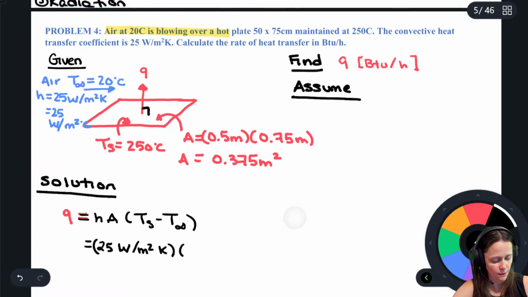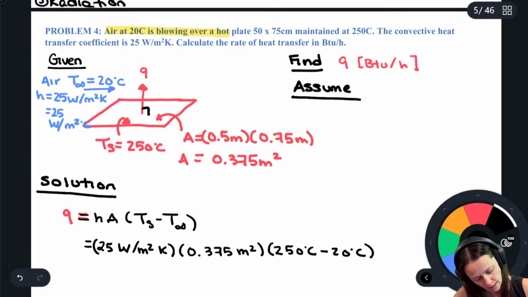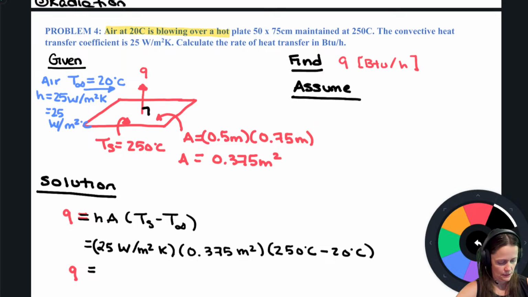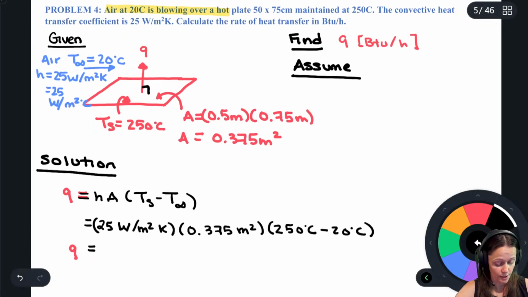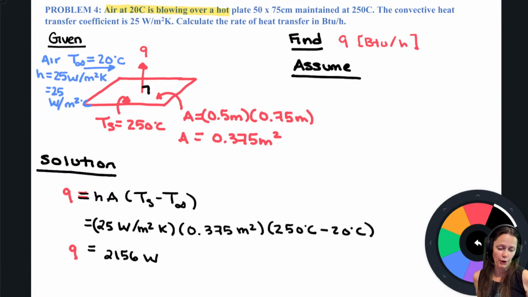Nice. All right, so h is 25 watts per meter squared Kelvin. Perfect. And then we have an area of 0.375 meters squared, and then 250 minus 20. All right, so this guy ends up being, well, we'll calculate it in watts, won't we? This will be 2156 watts.